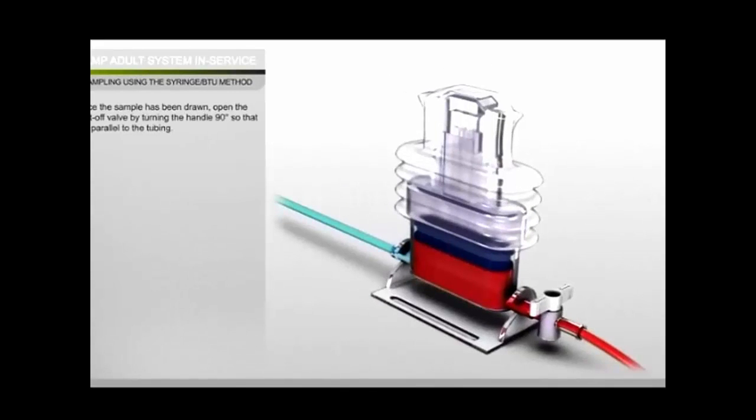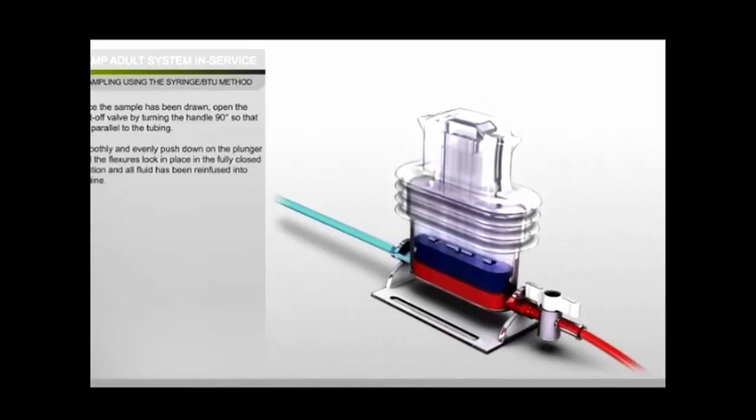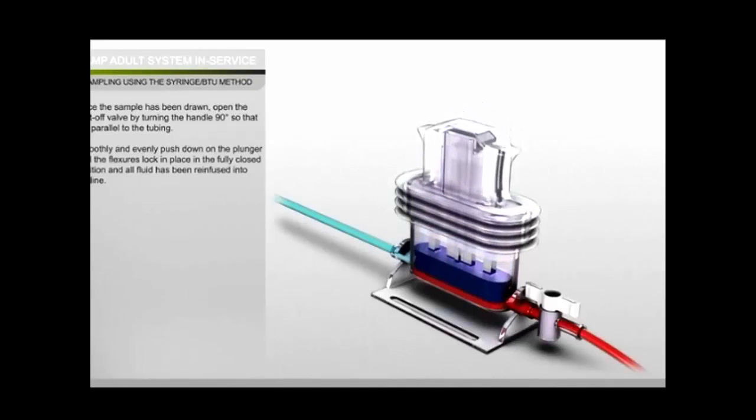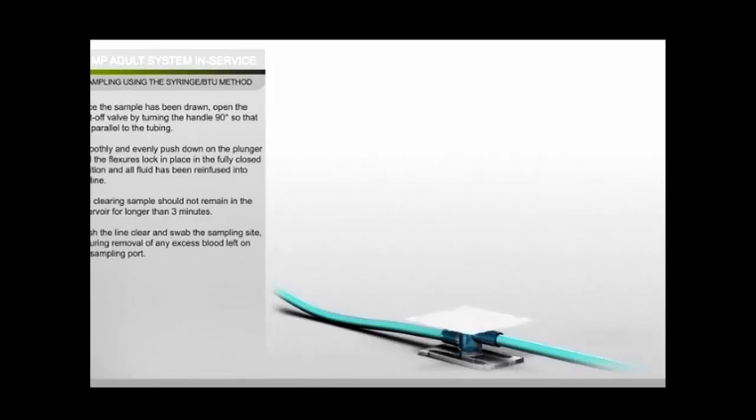Once the last sample has been drawn, open the shutoff valve by turning the handle 90 degrees so that it is parallel to the tubing. Smoothly and evenly push down on the plunger until the flexures lock in place in the fully closed position and all fluid has been reinfused into the line. The recommended time to push the reservoir plunger to the fully closed position is 3 to 5 seconds. The clearing sample should not remain in the reservoir for longer than 3 minutes. Flush the line clear and swab the sampling site, ensuring removal of any excess blood left on the sampling port.